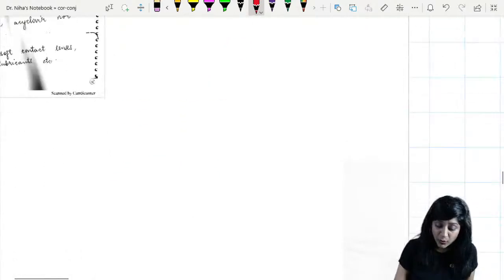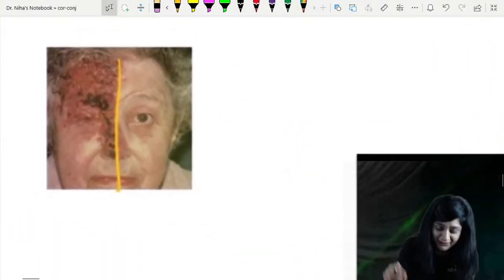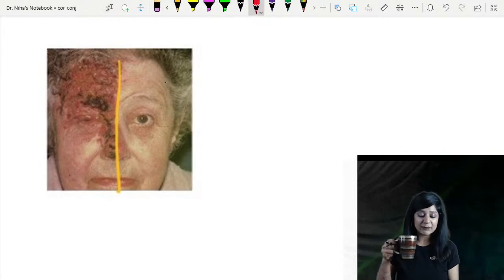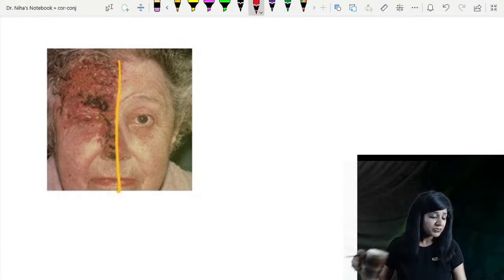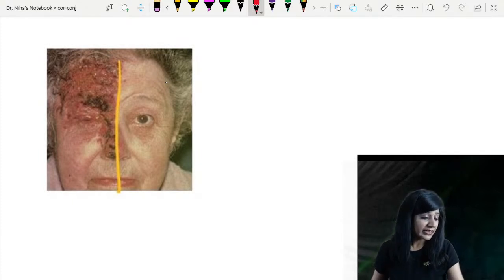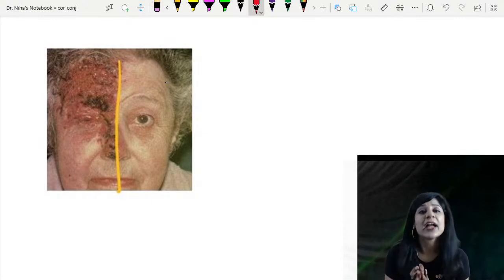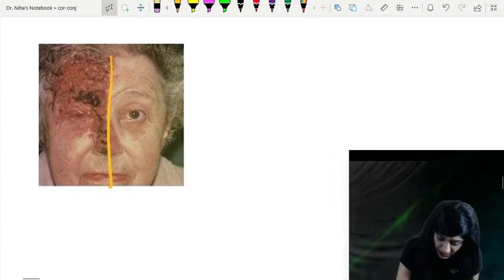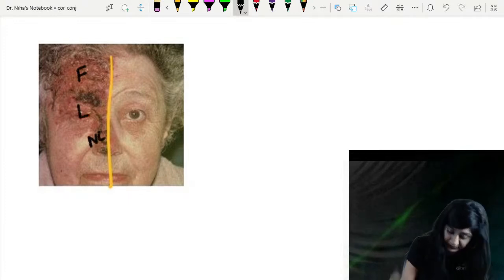Now the more dangerous one, the more severe one, is this. A very, very important picture. Who will tell me what is this? Again, a very, very important picture for you guys. Dr. DS, you are absolutely correct because it hastens to form the geographical ulcer. That is why we are not giving the steroids. Now, what is this? Can you see here? This is the frontal division. This is the lacrimal division and this is the nasociliary division.